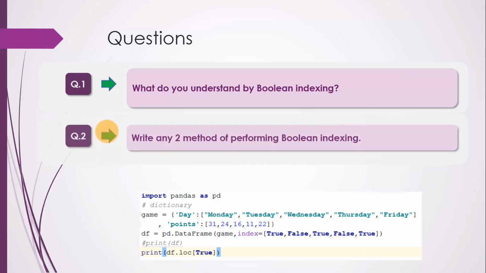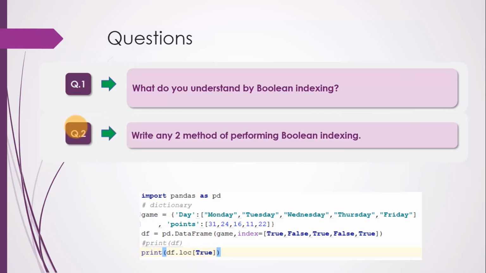So here are the questions you have to do. What do you understand by Boolean indexing? I think that is clear. Not on the basis of row or column indexes or labels, we supply a Boolean mask or Boolean indexing to filter out the data or rows or columns, right?